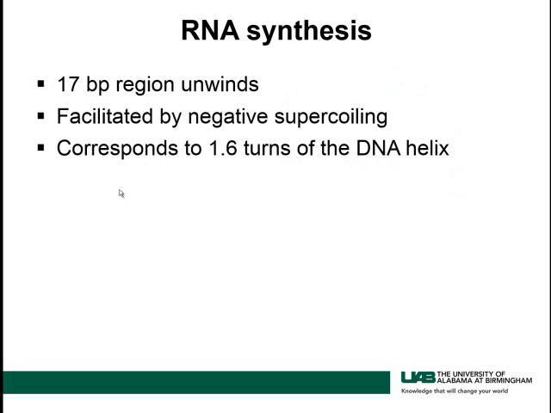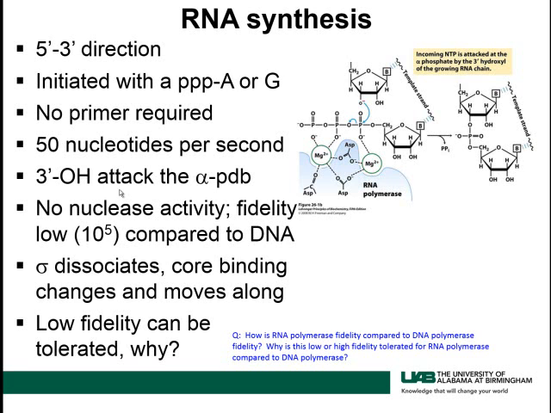All right, let's talk about RNA synthesis. RNA synthesis begins when the RNA polymerase finds the region where it needs to bind. There's a 17 base pair region that begins to unwind in that region, and this is facilitated by negative supercoiling, and this corresponds to about 1.6 turns of the DNA helix. RNA synthesis proceeds in the 5' to 3' direction.